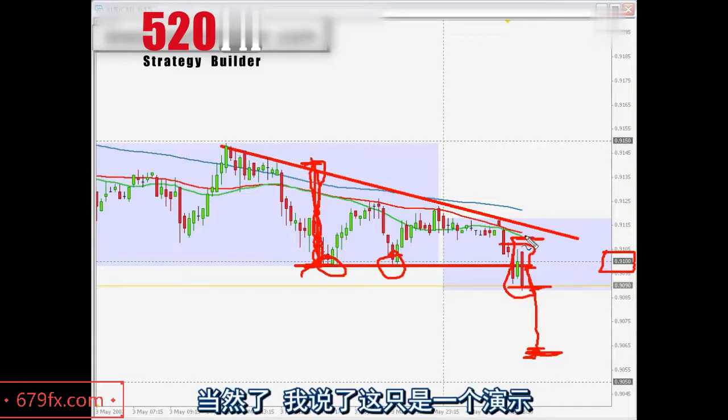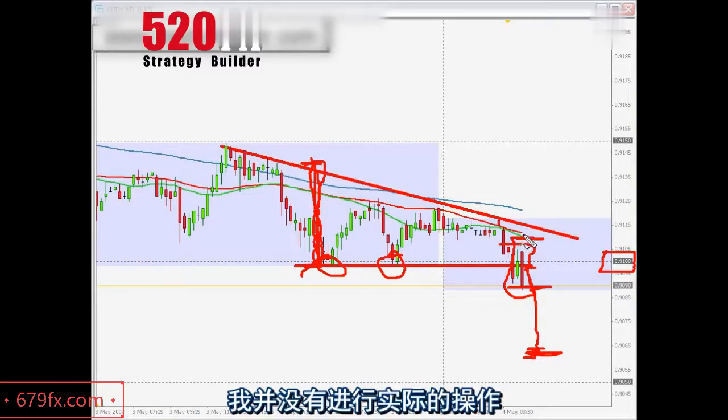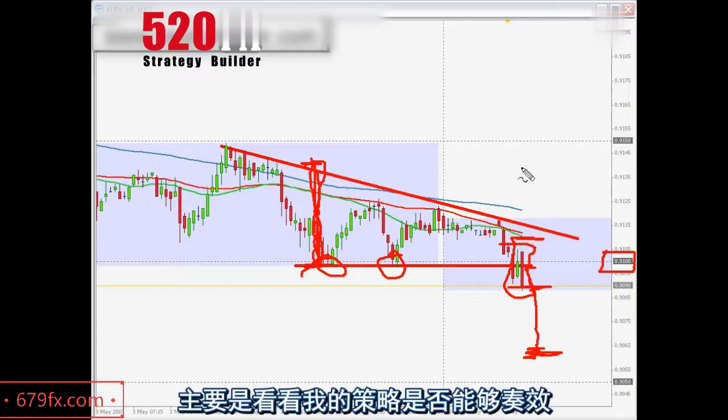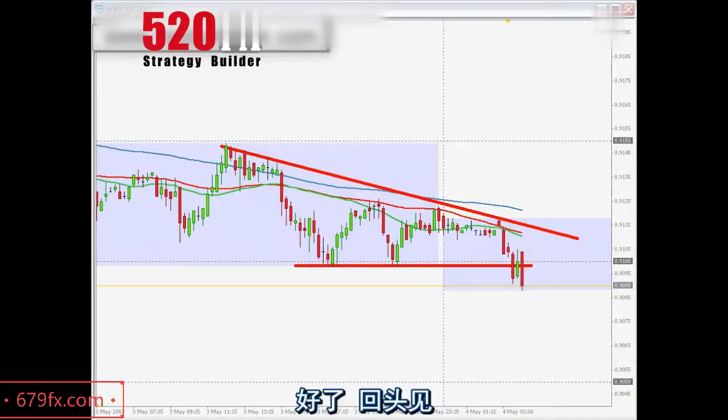Like I said, it's just for the fun of it. I'm not taking any live trade on this setup. It's just for the sake of it. I want to follow it, to see whether this setup actually follows through once again or not. Alright, let's see. Bye bye.